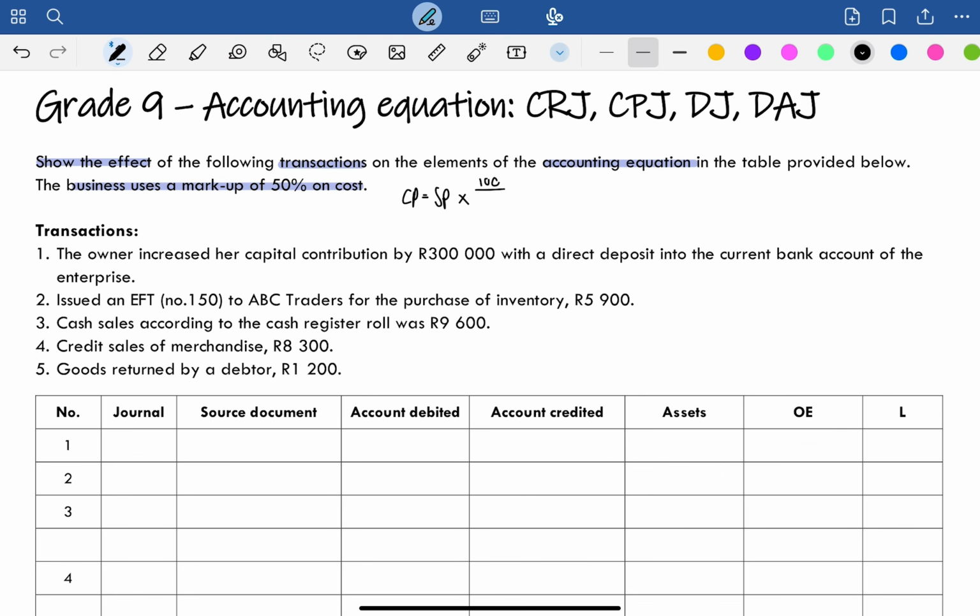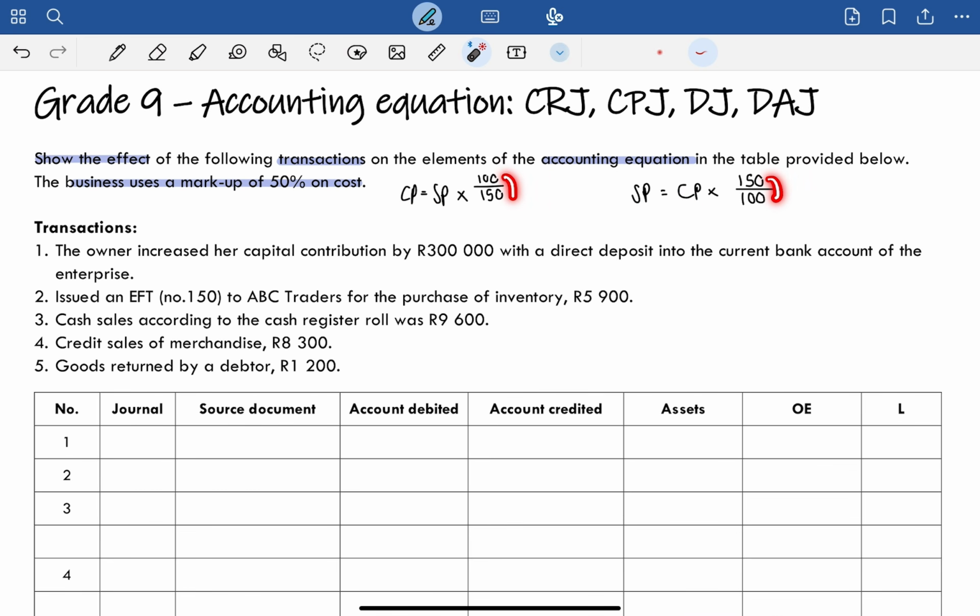So in this case, my formula to calculate cost price will be selling price times 100 over 150. Then if I want to calculate selling price, I'm basically swapping everything around. I'm given a cost price, and I take the cost price times 100 plus markup, which in this case is 150 over 100. So you can see I've basically swapped those two and I've swapped what's on the fraction. Okay, and there we go. So that's the formula I'll need to use.